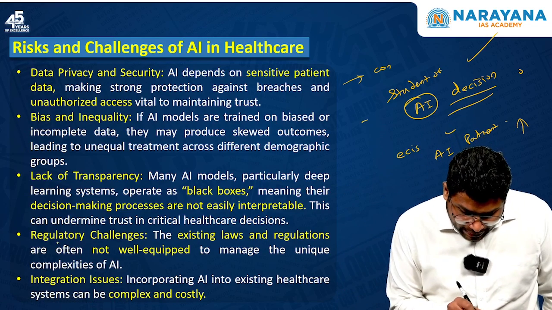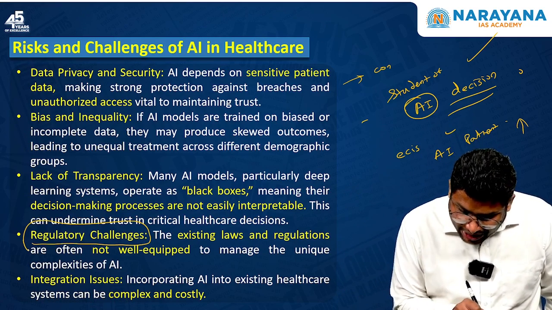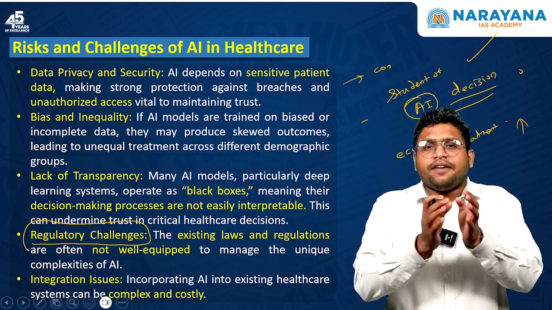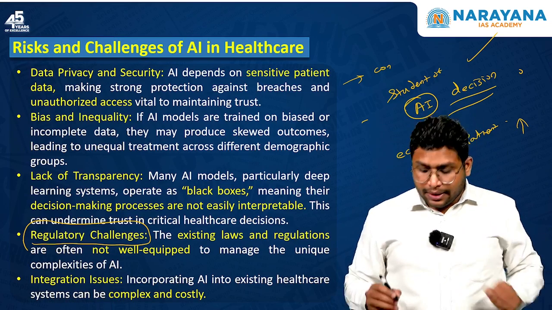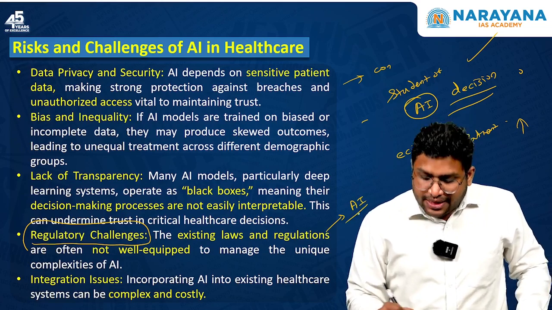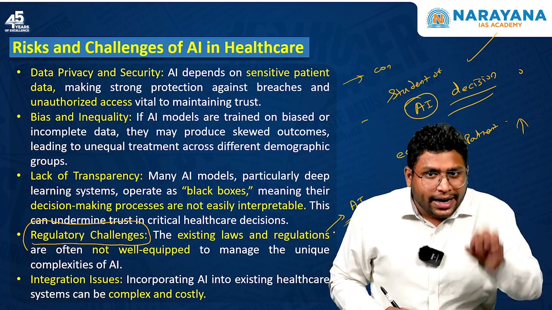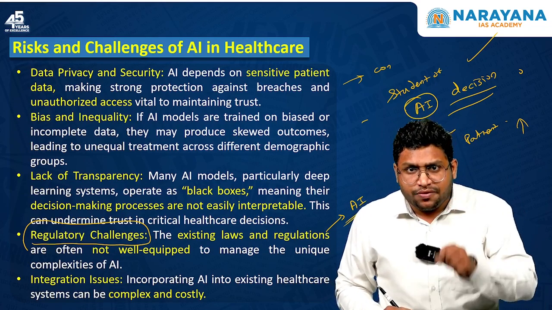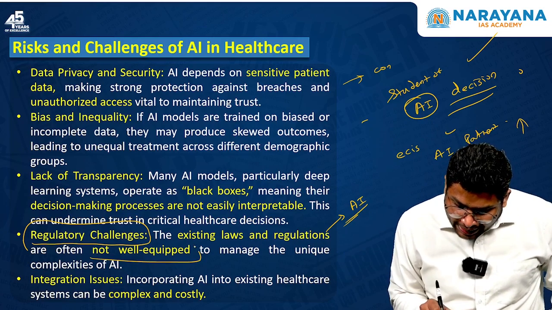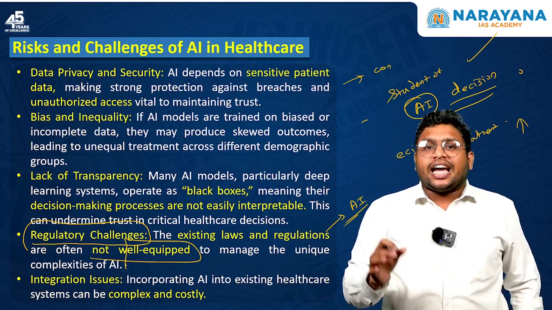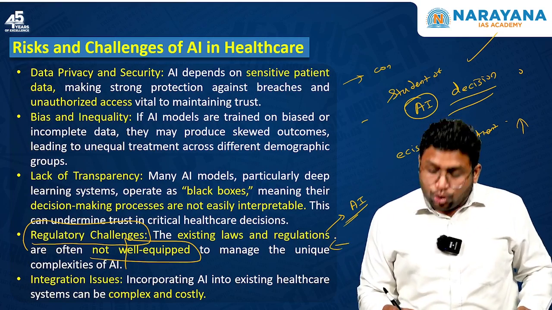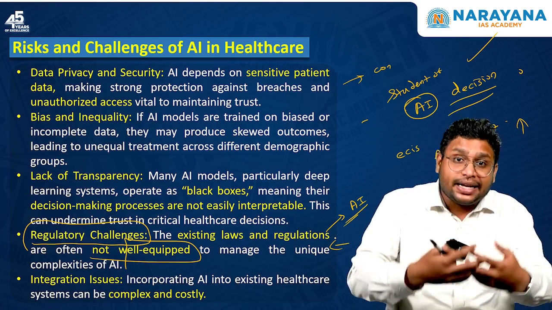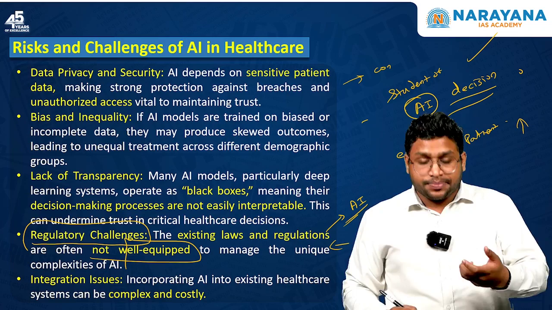Then moving ahead, we can talk about regulatory challenges. In India, we have different laws, different regulations for almost everything. But artificial intelligence is an emerging technology. So right now, whatever laws and regulations we have, they are not well equipped to manage all the challenges that we are facing from artificial intelligence. So we are saying we need to either update our laws or come up with new laws.